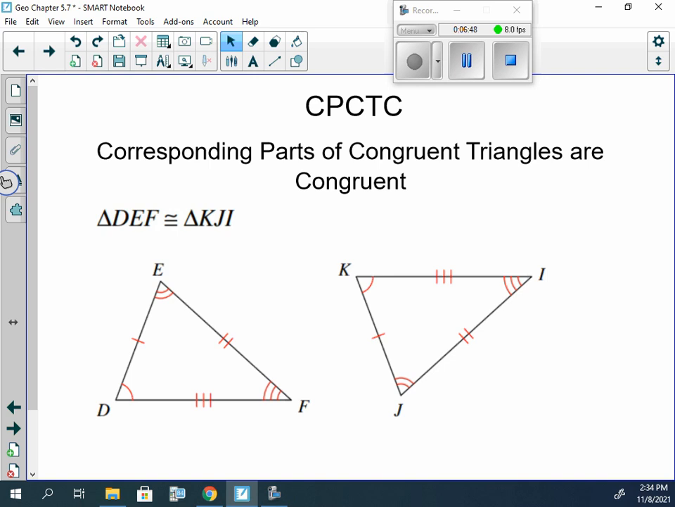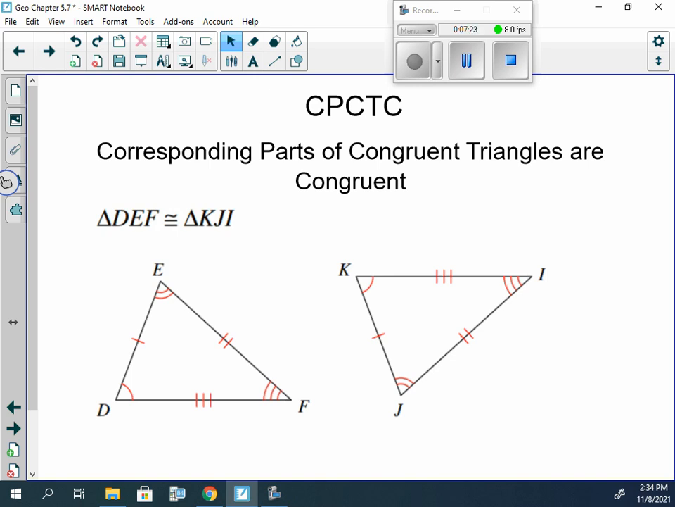Corresponding parts of congruent triangles are congruent. Because for two figures to be congruent, it means that all of their angles and all their sides are going to match up. They're going to be the exact same. So if I can prove that two figures are congruent, well, all of their corresponding parts have to be congruent as well. And that's really what this is, CPCTC. The corresponding parts of congruent triangles are congruent.